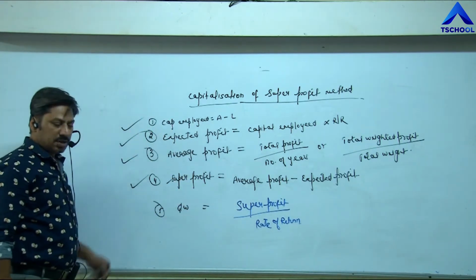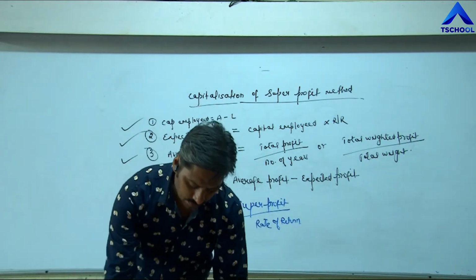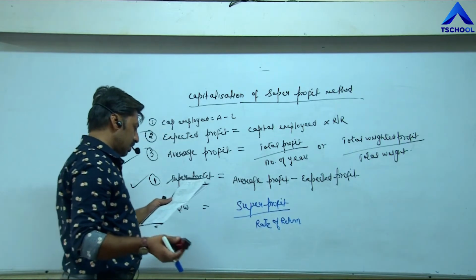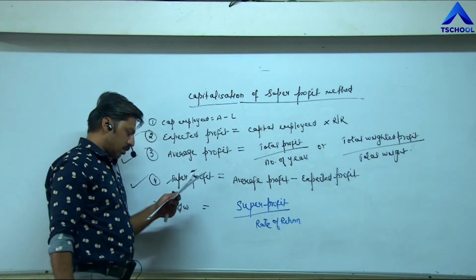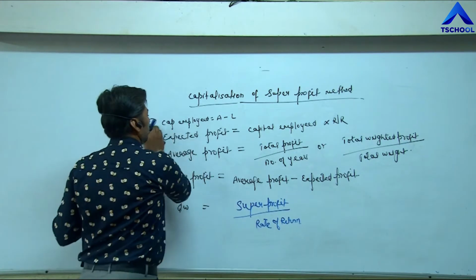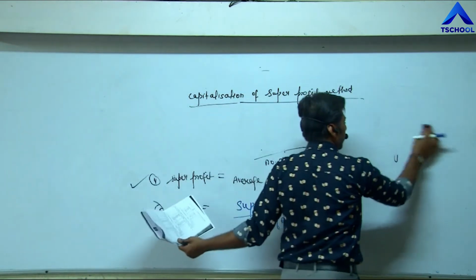Now on this basis we try to do a question. The question is question number 11, I think. Question number 11 is based on capitalization of super profit method.